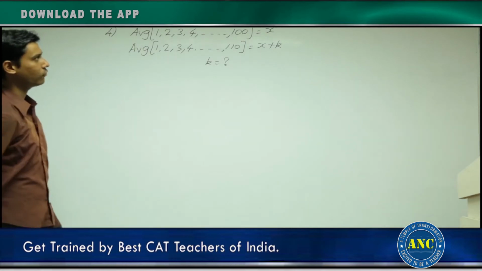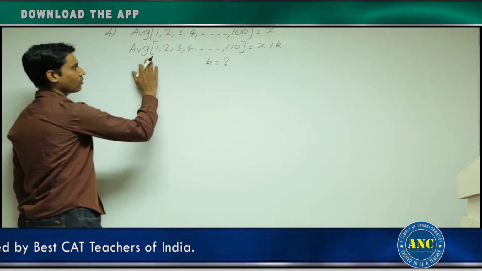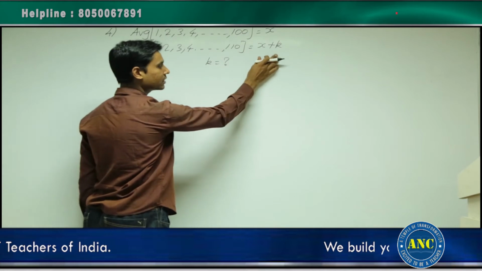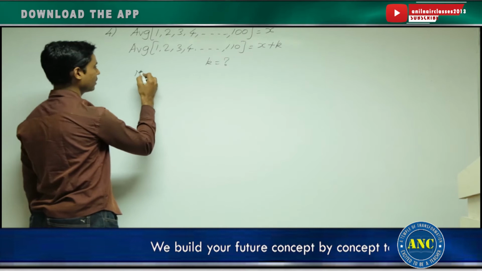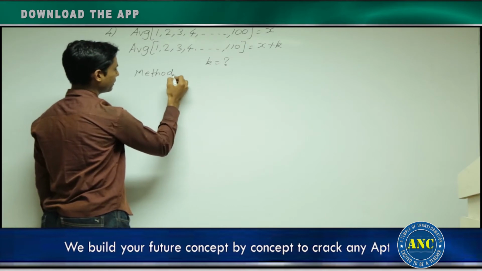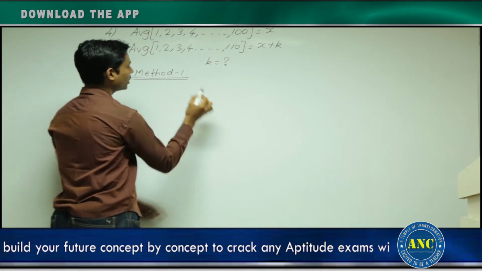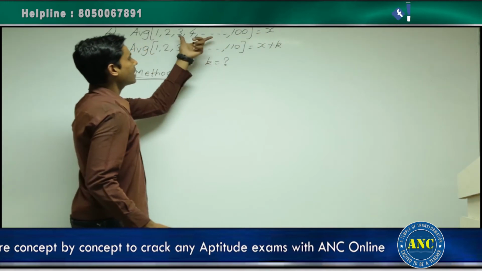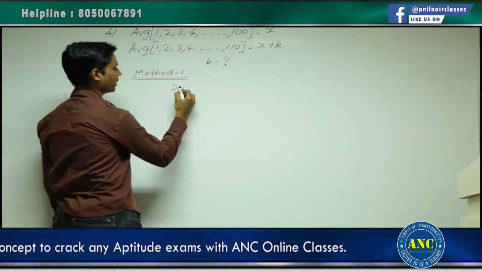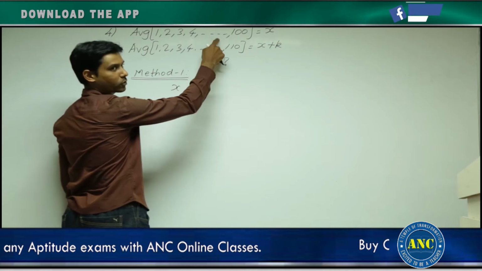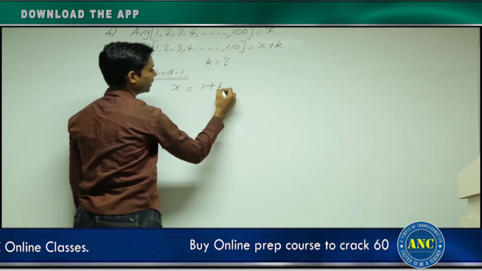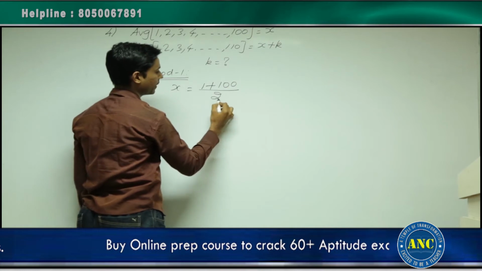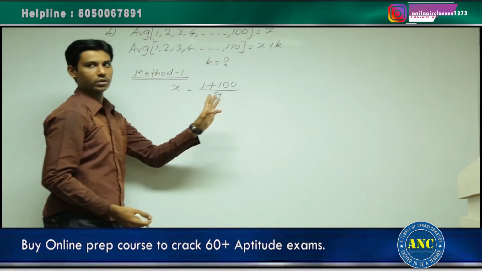Average of 1, 2, 3, 4 till 100 is x. Average of 1, 2, 3, 4 till 110 is x plus k. You need to find the value of k. I will discuss in 2 methods. Method 1, listen to this carefully. What is x? x is nothing but the average of this series 1 to 100. That means this is in arithmetic progression. Average in AP is first term plus last term by 2. It is (1 plus 100) by 2. I will not find out the value because I find a pattern.